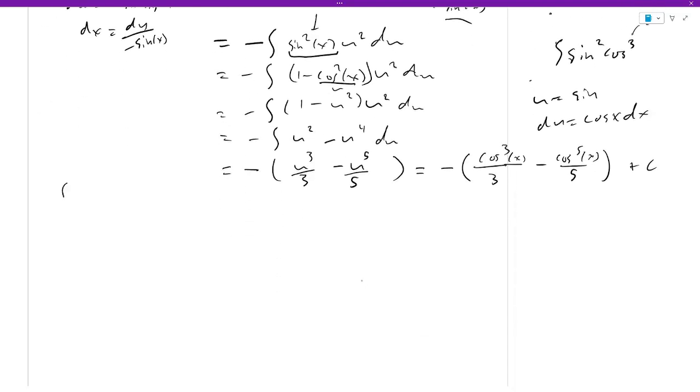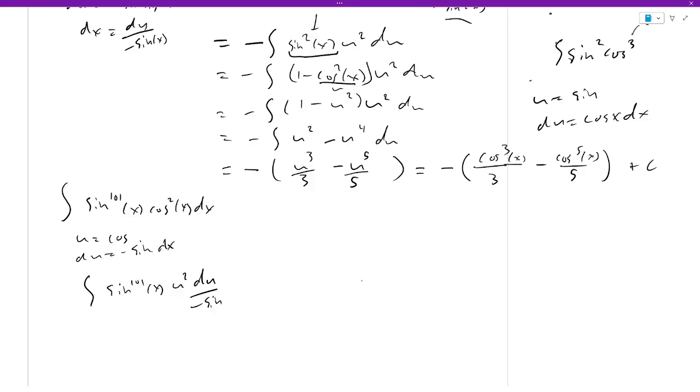Suppose we had sine to a really big odd number, like 101, and cosine squared. Okay. Again, I want to turn this 101 into an even number. So let's pick u as cosine, du as negative sine. And the same thing is going to work. I'm going to have sine 101 x, cosine is u, dx will be du over negative sine. Just like before, one of the sines cancels, so negative sine to the 100.